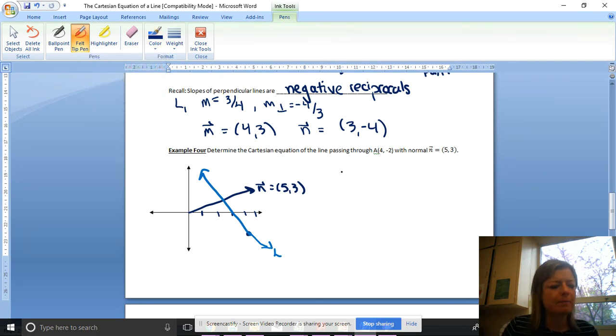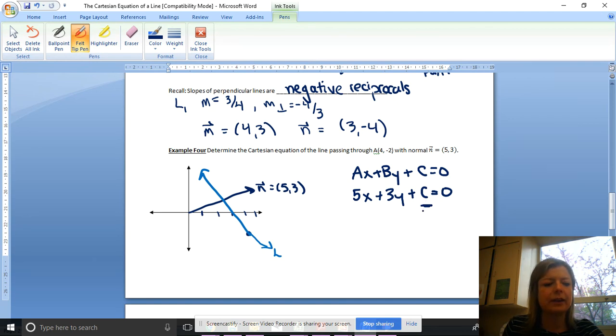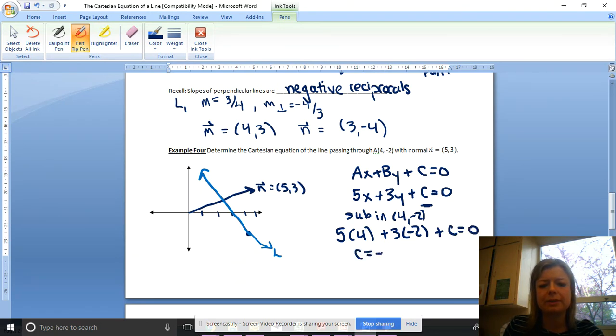So how can we do that? Think about it. If the normal is (A, B), then we know that Ax plus By plus C equals 0. We can just sub in 5 for A, 5x, and 3 for B. Now we need to find C because it's a number in the equation. So we sub in 4 for x and -2 for y, and then we can solve for C. So 5 times 4 plus 3 times -2 plus C equals 0. When you solve for this, you get C equals -14. Therefore, the equation of this line would be 5x plus 3y minus 14 equals 0.